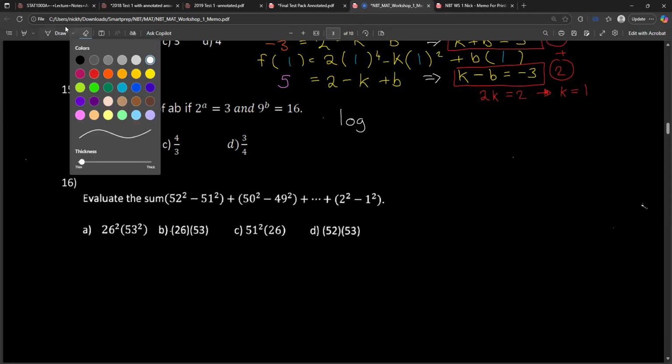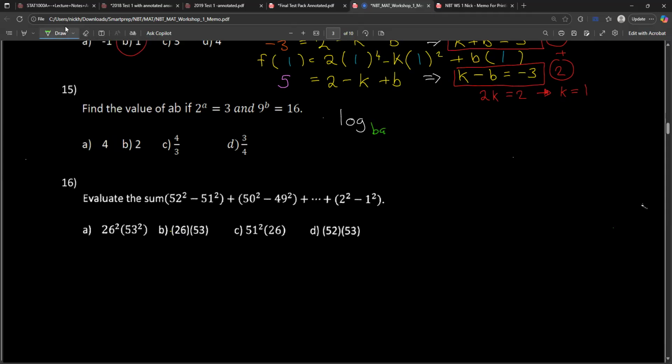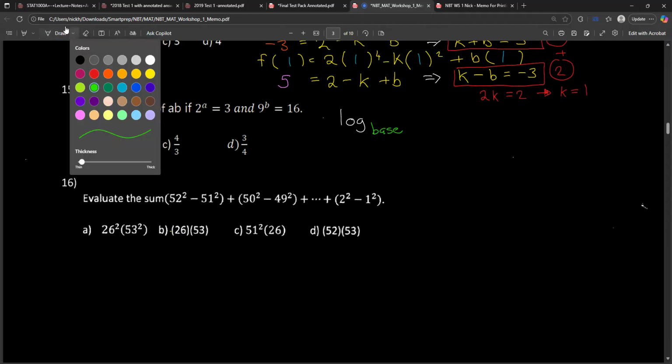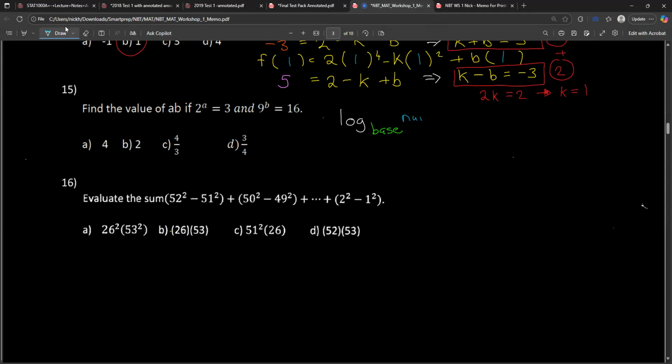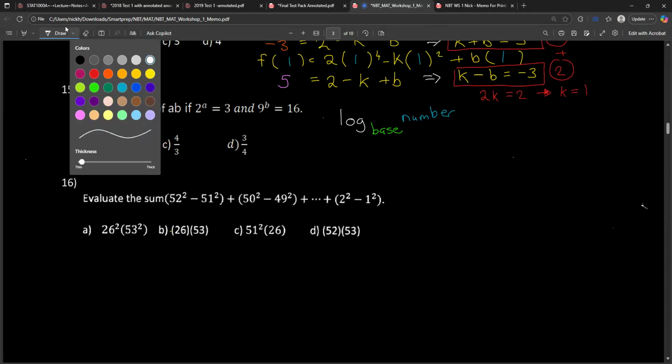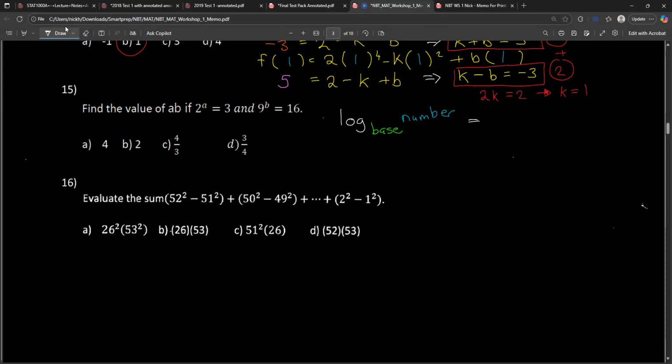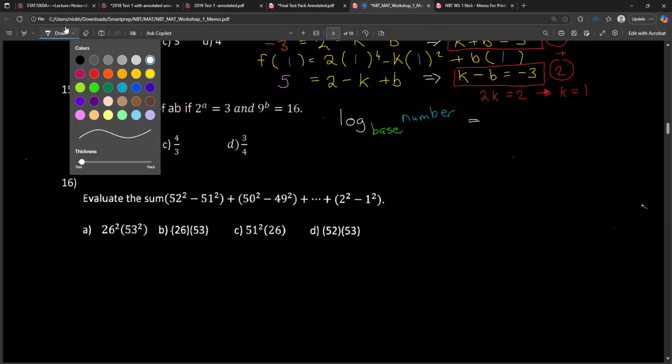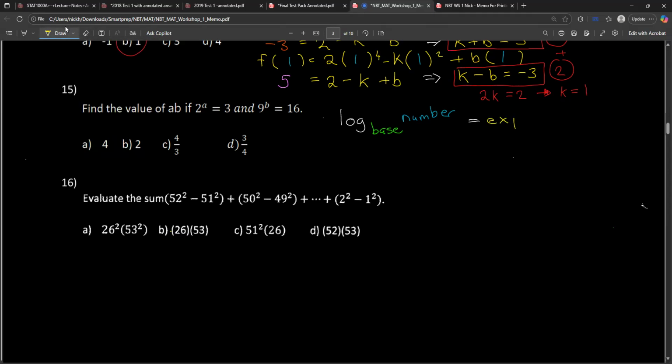Just something that you need to remember, which is log base number equals exponent. Now, this is a little trick for logs that is going to help you out a lot if you find yourself not being able to answer log questions. Log base number equals exponent.